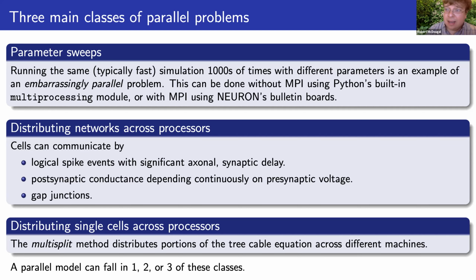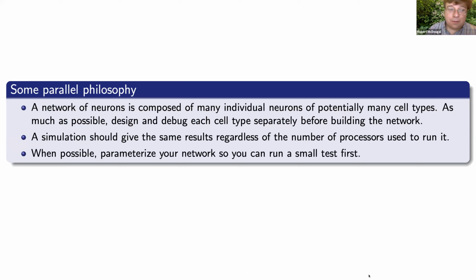That's fine. Just a couple of bits of philosophy before we really get into this, though. When you remember that, of course, these networks are composed of many individual neurons of potentially many cell types. And as best as you can, you're going to want to design and debug every cell type independently before building the network, right? If your cells aren't doing the right thing, then your network's definitely not going to do the right thing. You're going to want to make sure that your simulations give the same results regardless of the number of processors used to run it, right? It shouldn't matter. You should get the same thing if you use one compute node or 1,000.